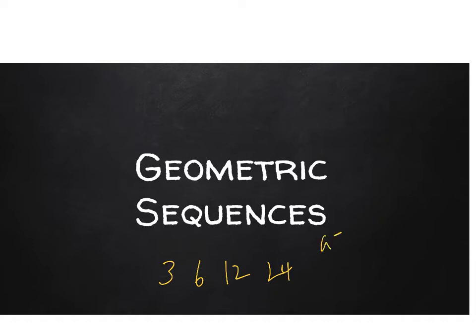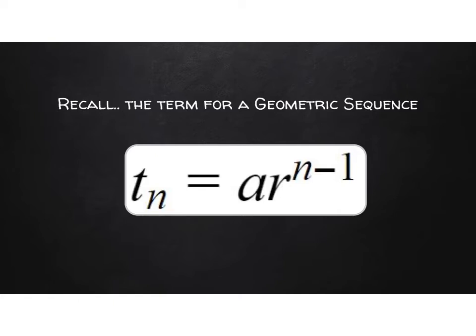The A value would be 3, because that's what I started with, and the common ratio would be 2, because that's what I'm multiplying by every time. The general term for a geometric sequence then is Tn, the nth term, like the third term or the 10th term, whatever, equal to A times the common ratio to the n minus 1. Now this n minus 1 is only with the r.